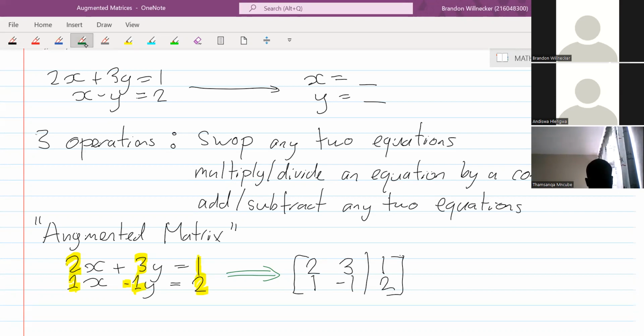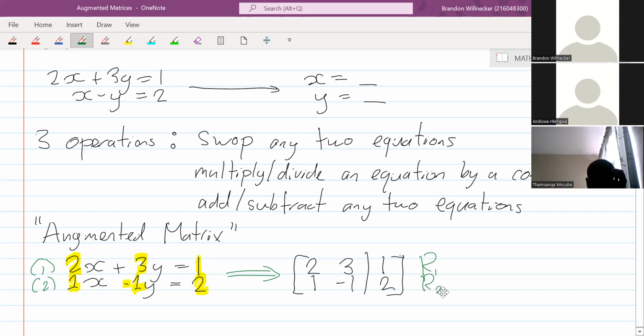Again, the rows correspond to the different equations that we have. So equation 1 becomes row 1. This was equation 1, and this now becomes row 1. The next one is equation 2, so that becomes row 2.